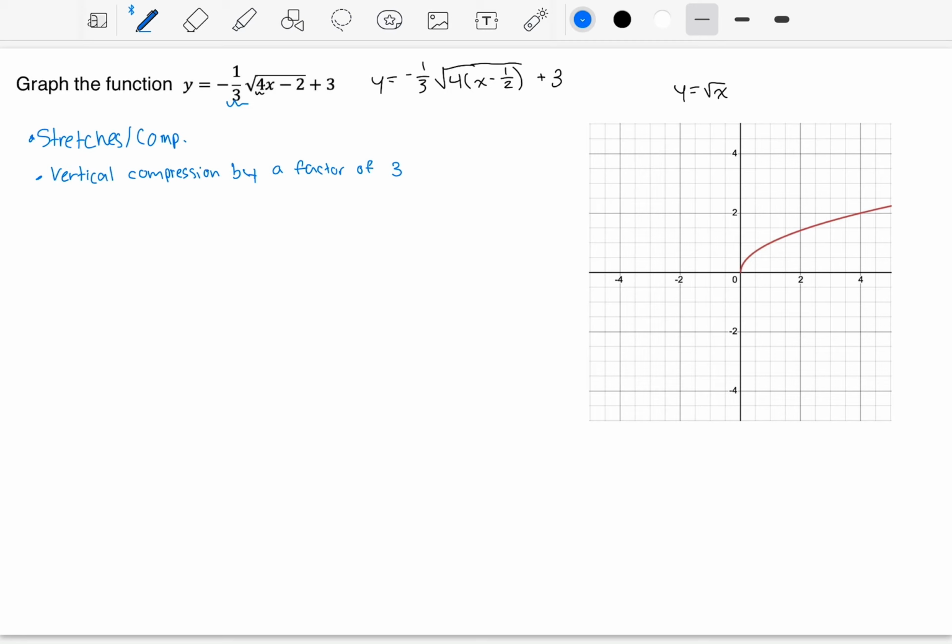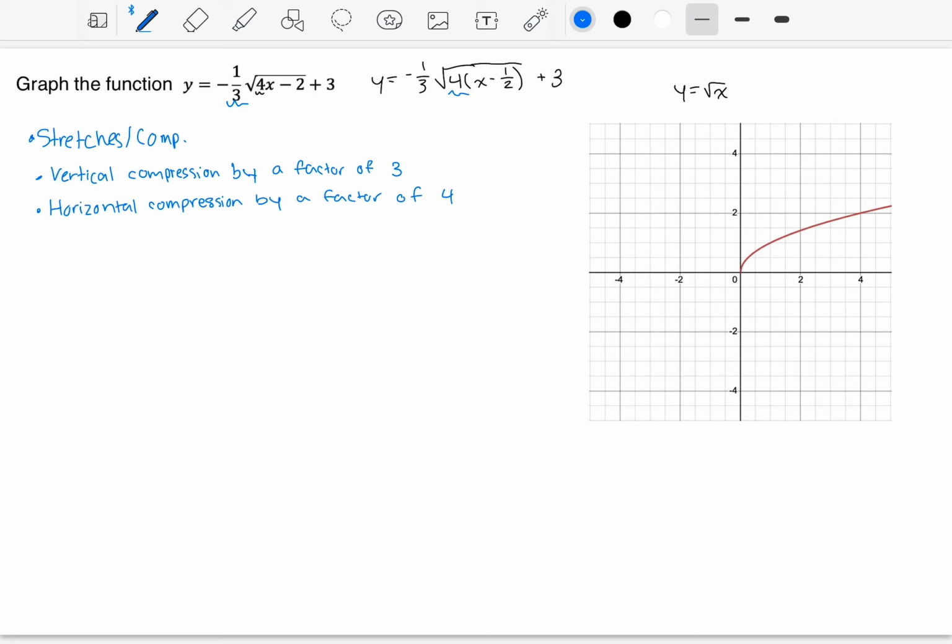Next, we can look at the 4 here being multiplied by the x-coordinate. Now, for the horizontal component, since it's a whole number, we're actually going to have another compression. So this will be a horizontal compression by a factor of 4. So now we can go ahead and graph this on the graph.